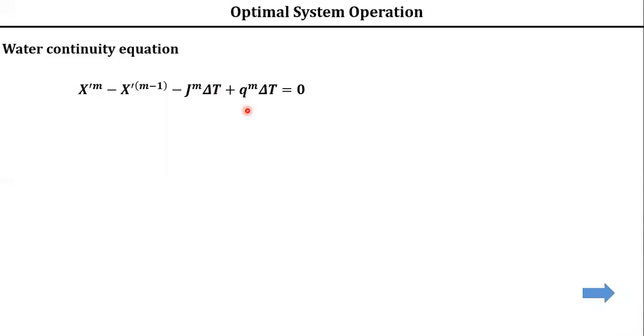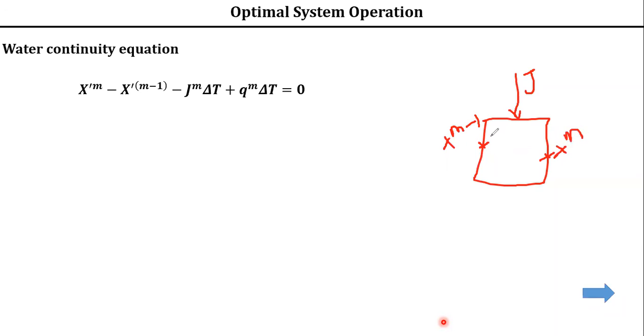Now, the water continuity equation. Hope you understood this one. Same equation, whatever I have shown with the block. So let me show it once again for better understanding. So this is your reservoir. So this is your J. Okay. Then this is the interval, the starting interval. So that's why I am representing this as x m minus 1, and this is the final interval, that is at the mth interval. At the mth interval, the previous interval will be m minus 1. Understood? If you want to find out at the m minus 1th interval, what is the previous interval? M minus 2. So like that it should go.